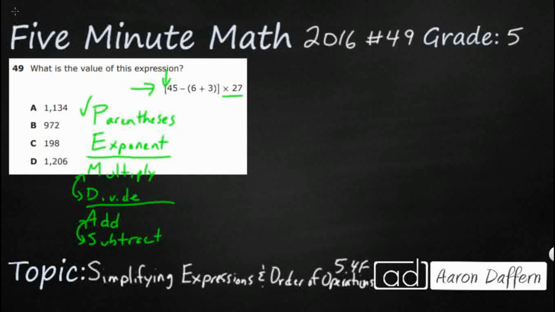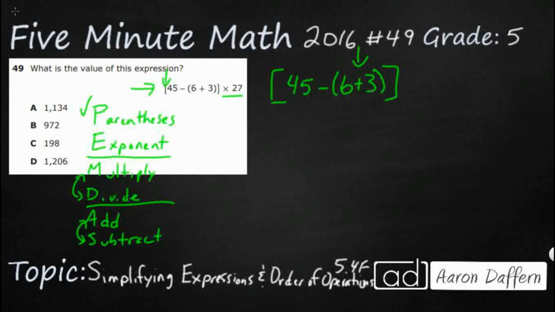We're really just going to look at first our bracket, which serves as parentheses, 45 minus parentheses 6 plus 3. Now, these are our parentheses, but inside these brackets, we have another set of parentheses. So you always start with the smallest set of parentheses first. So we're really just going to take care of that 6 plus 3. And that 6 plus 3 has just got one simple operation in there. That's going to be an addition.